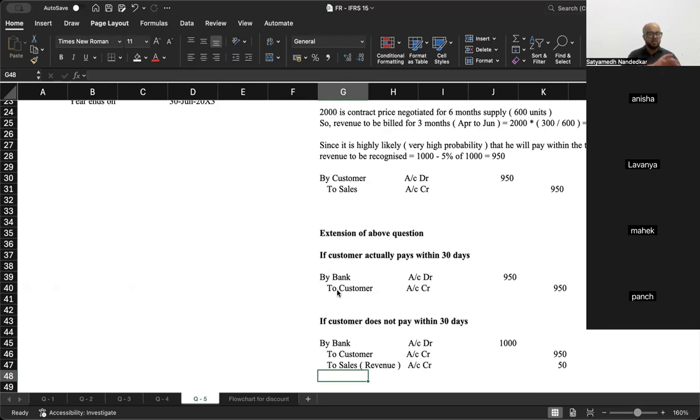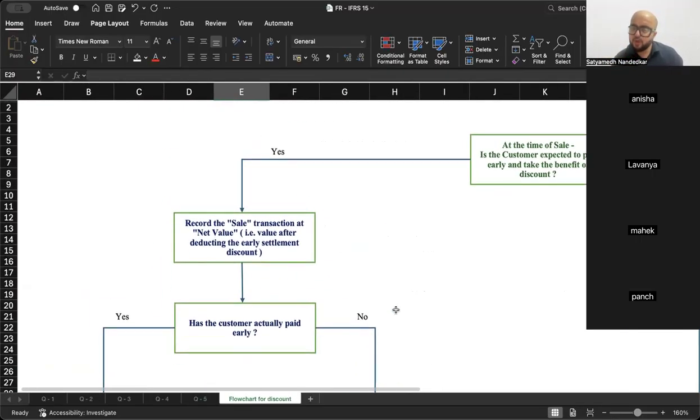Now, as I told you, this is not given anywhere else. This was not even a part of the question. I just did it because, just in case it comes up in the future, you should be equipped to handle it. This is the flow chart that you need to keep in mind for discount at the time of sale.